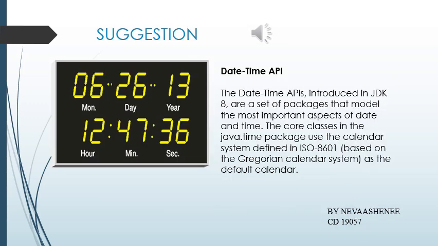The API suggested is Datetime API. The Datetime APIs introduced in JDK8 are a set of packages that model the most important aspects of date and time. The core classes in the Java time package use the calendar system defined in ISO 8601, based on the Gregorian calendar system, as the default calendar.